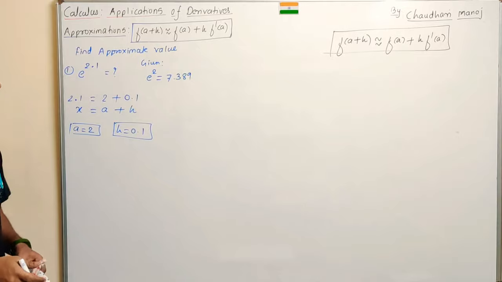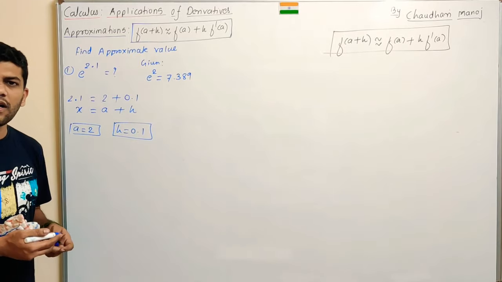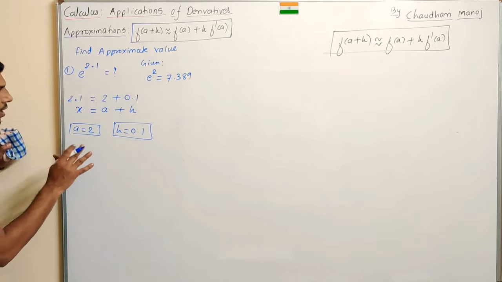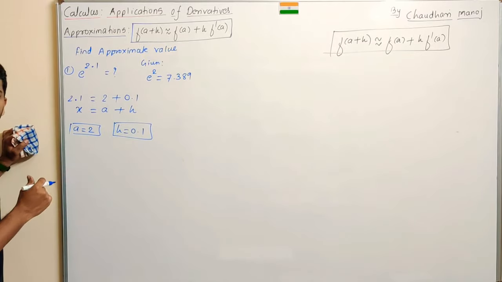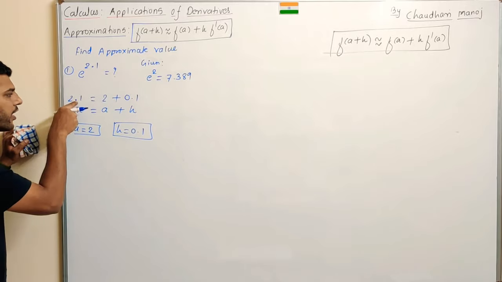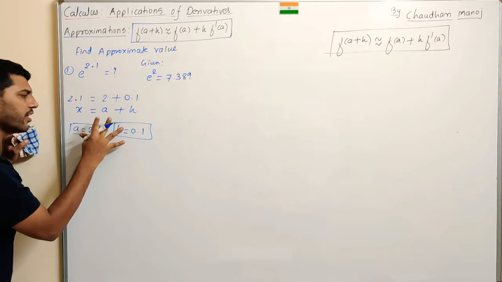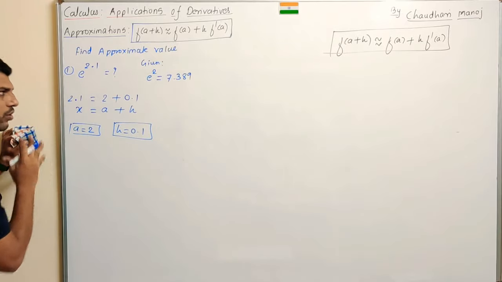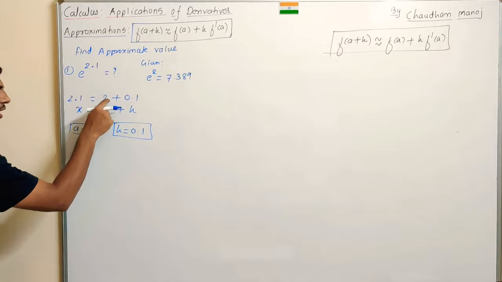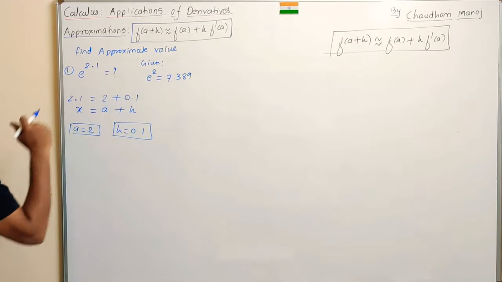There is a logic behind splitting this value. I will discuss it in a few problems, but let's try to understand the entire process first, and then we will also discuss the logic behind splitting this term. Just go with the flow and try to understand the process. So the a value is 2, the h value is 0.1, and most of the values you already got.